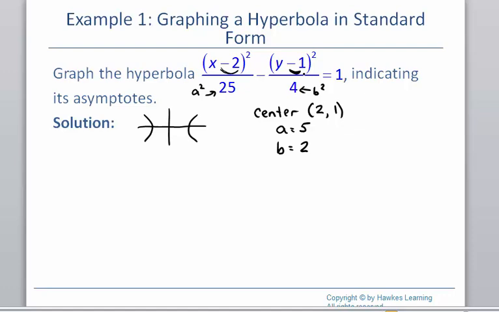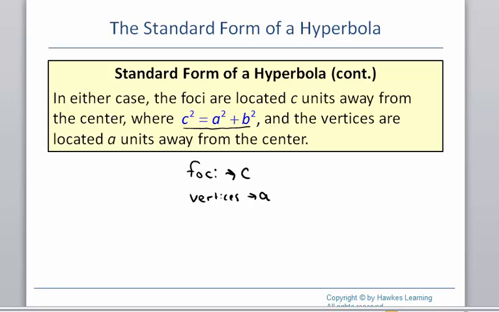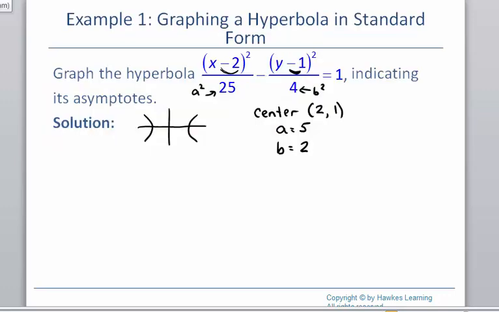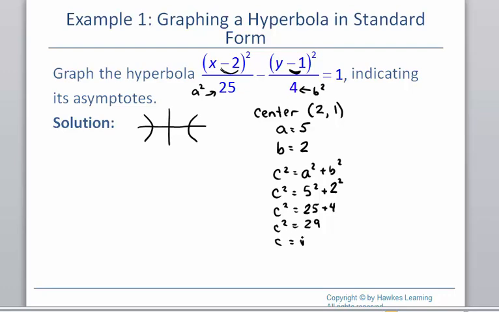And I also have a formula that I can use to determine the c. So remember that my formula is c squared equals a squared plus b squared. We can plug our values in and determine the c value. So I'm going to put a 5 in for the a and a 2 in for the b. So 5 squared is 25, 2 squared is 4. So my c squared will be 29, which makes my c value the square root of 29.